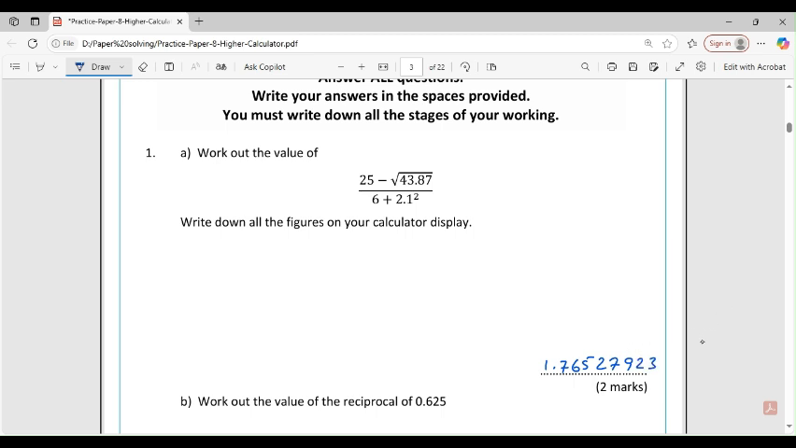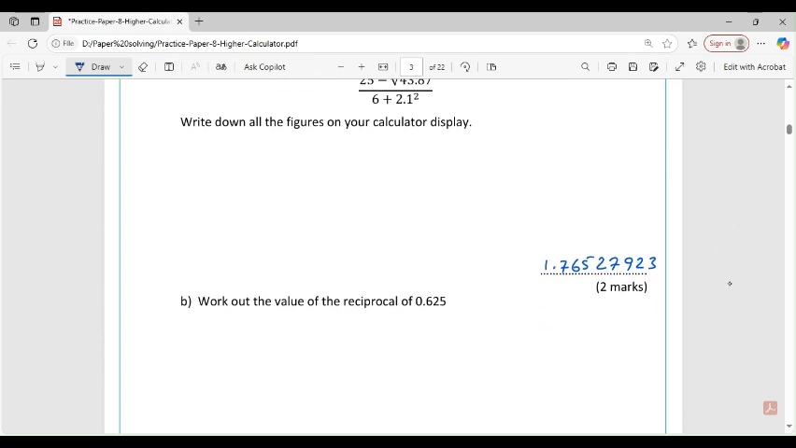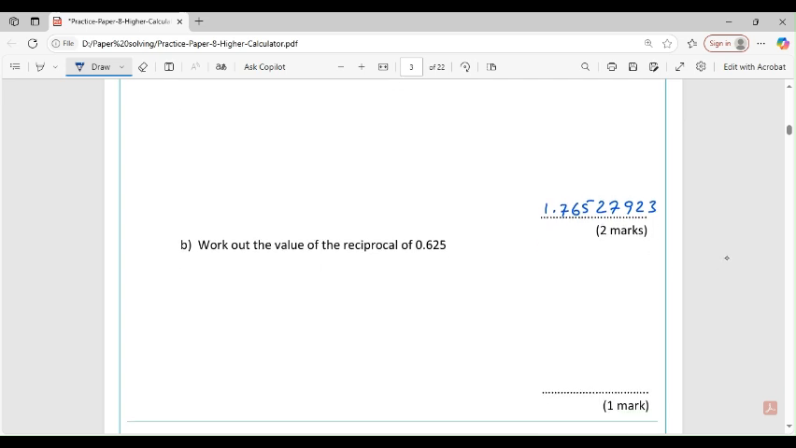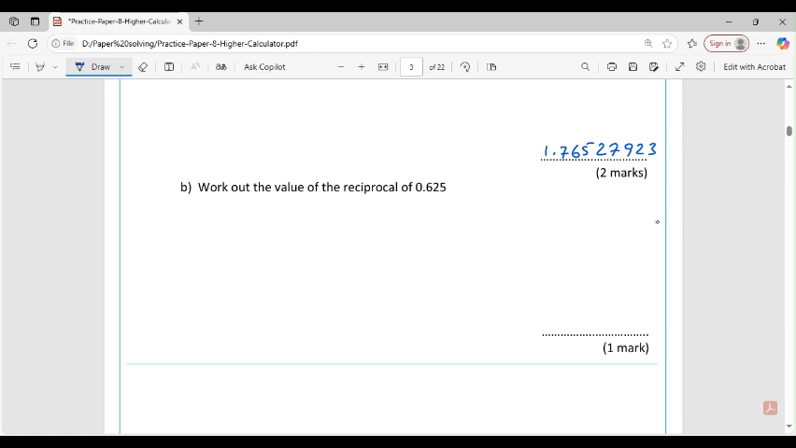And why I'm writing all the values that you can see on the display is because it's not mentioned to write your answer in two decimal places or one decimal place. So it's advisable that you put all the values, until and unless it is mentioned to write your answer in one decimal place or two.